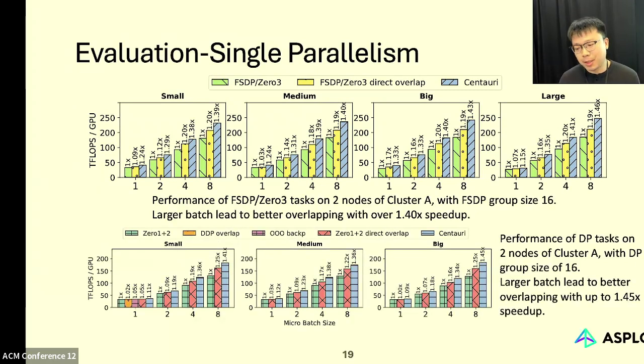Under the single paradigm, we compared it with fully sharded data parallel, FSDP with ZeRO-3 on cluster A. The group size was set to 16. The x-axis represents the batch size and the y-axis represents the model FLOPS. The results indicated that large batch size leads to better overlapping with a speedup of over 1.50 times. And furthermore, in data parallelism tasks, we can also achieve a maximum speedup of 1.35.